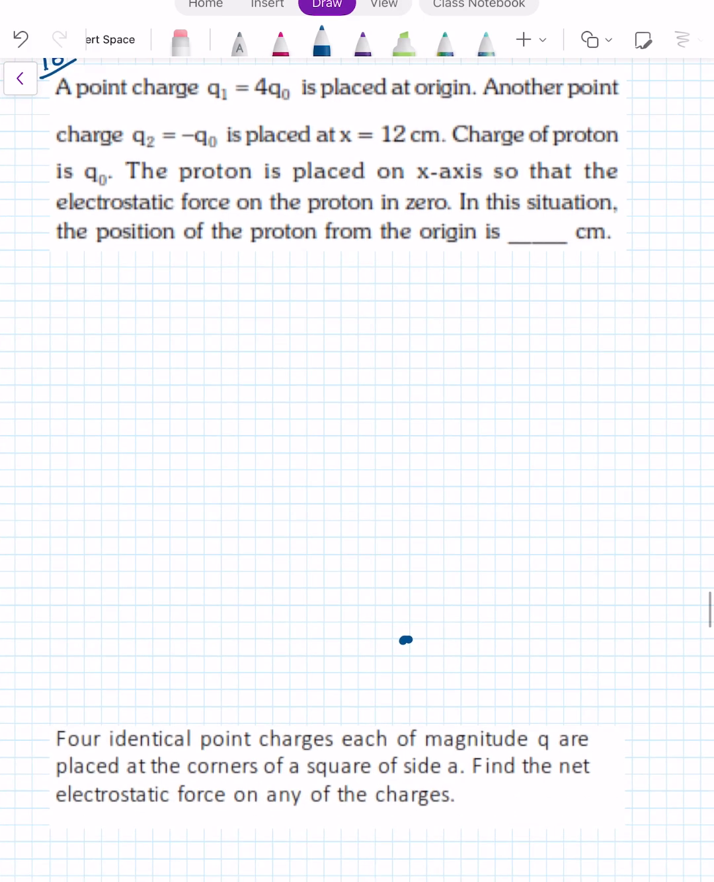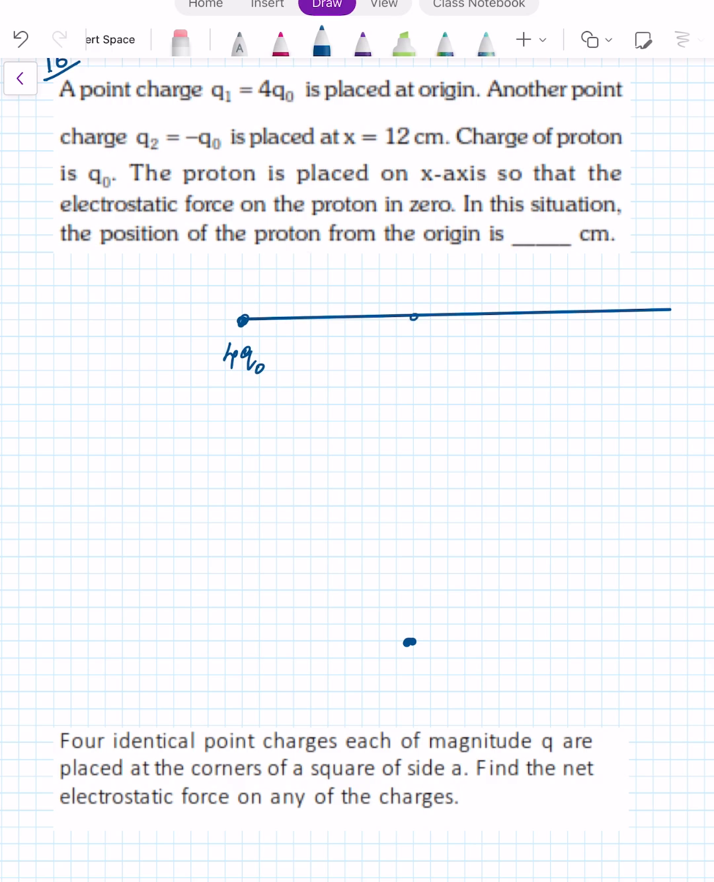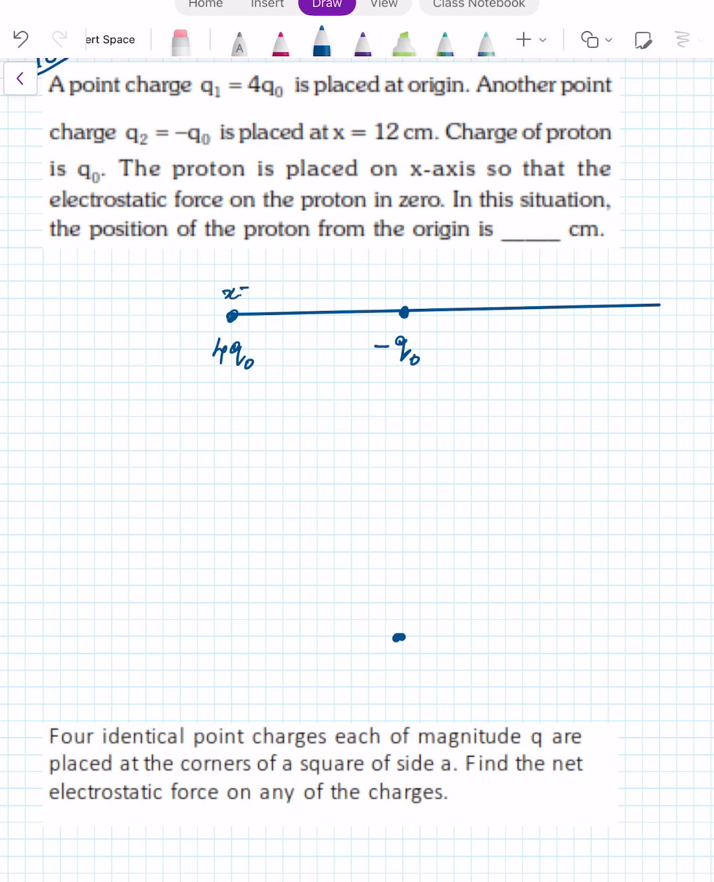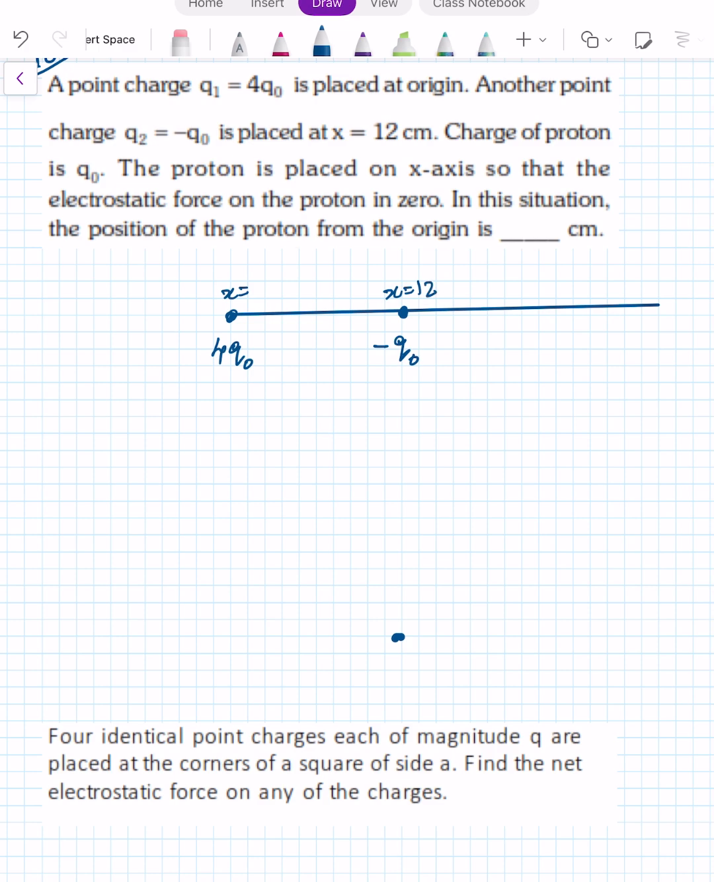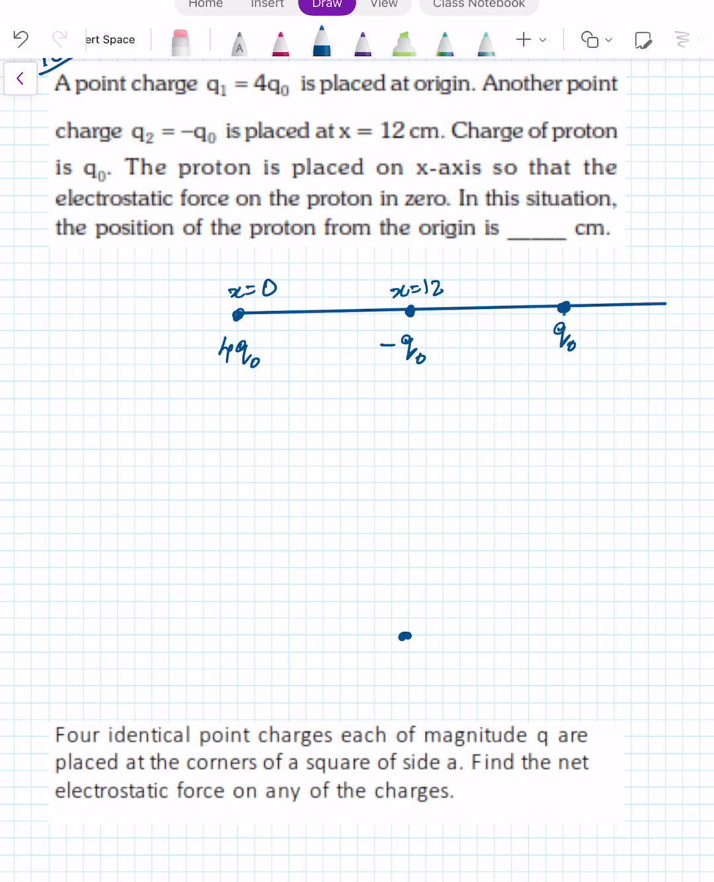A point charge Q1 equal to 4 Q naught is placed at the origin. Another point charge Q2 equal to minus Q naught is placed at x equal to 12 centimeter. This is x equal to 0. This is x equal to 12 centimeter. Charge of proton is Q naught. When a proton is placed on the x-axis so that the electrostatic force on the proton is 0. Let us say this is a proton and force on it is 0, and it is placed at a distance of x. In the question we have to find this value of x only.